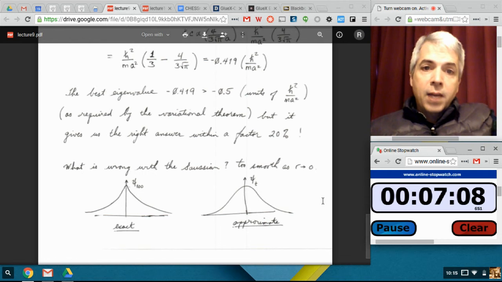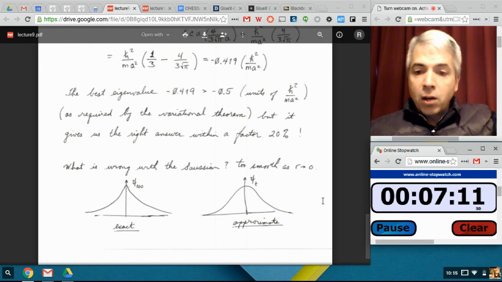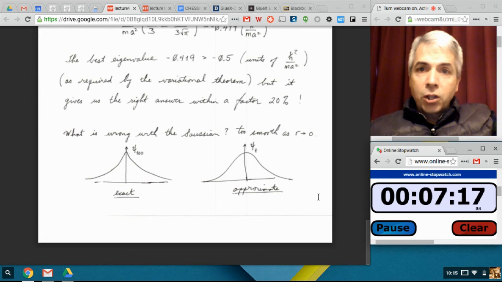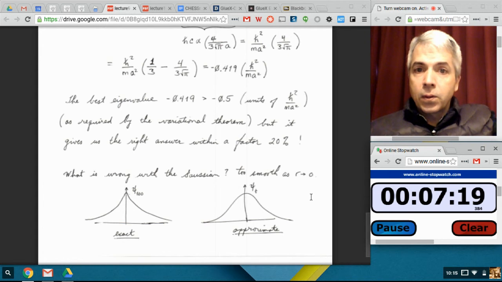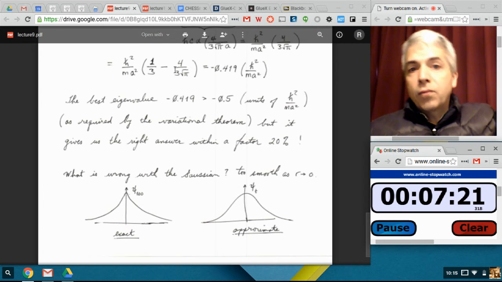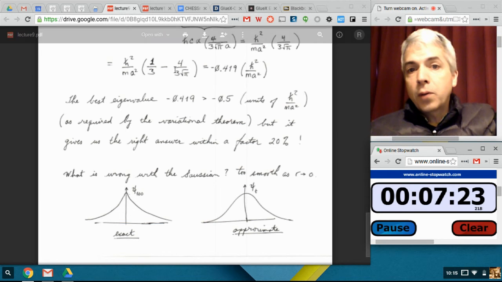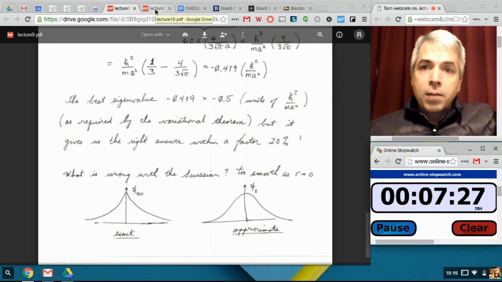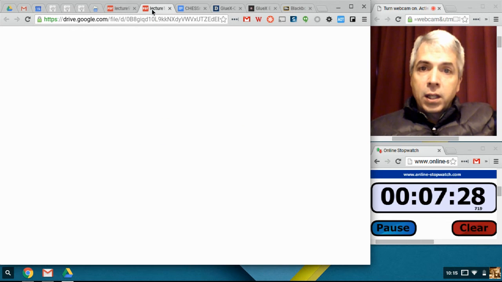Nevertheless, it kind of makes the point, doesn't it, that you don't have to know very much about the details of the shape of the ground state to get a pretty good idea of what the energy of the ground state is. So there we have finished with doing problems we know the answer to. Now let's attack a problem we don't know the answer to. Moving on now to lecture 9.